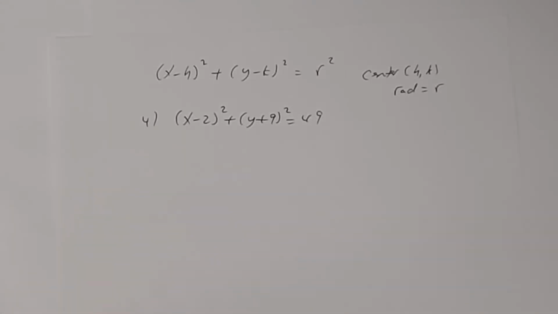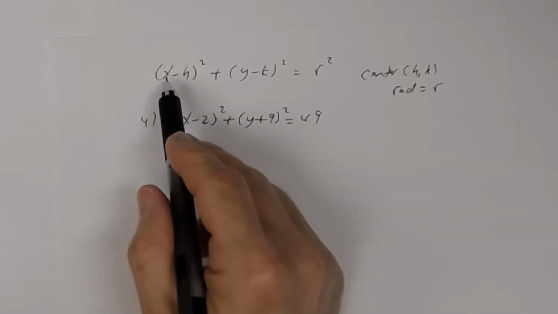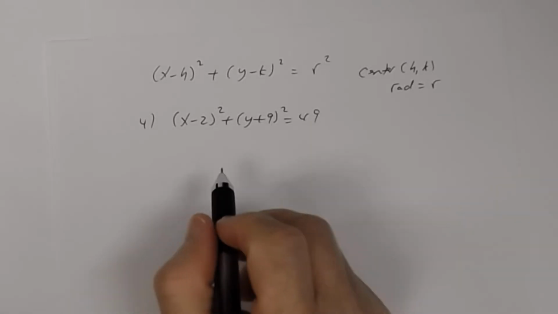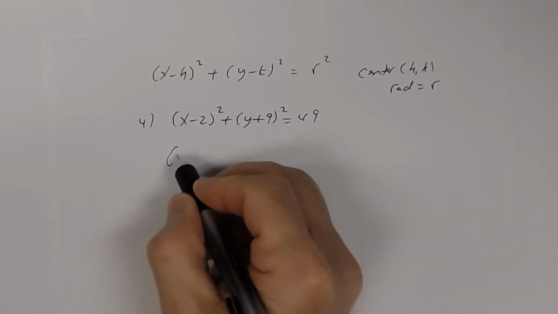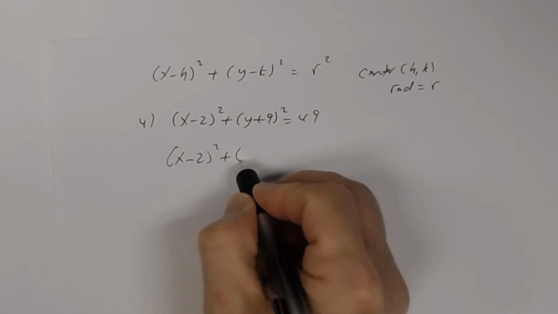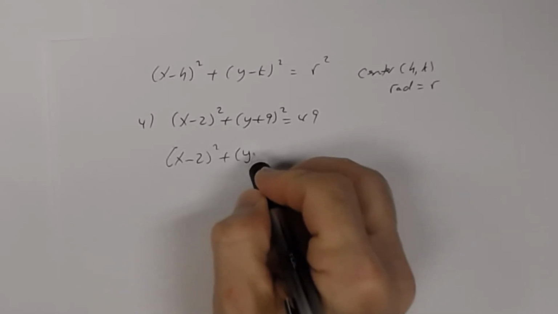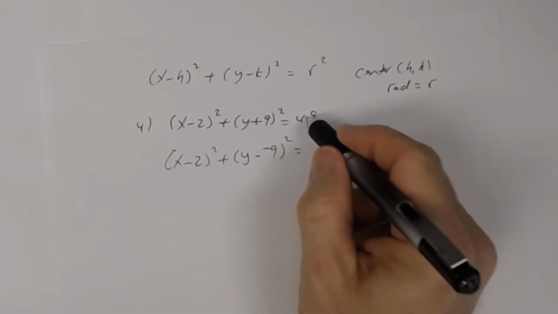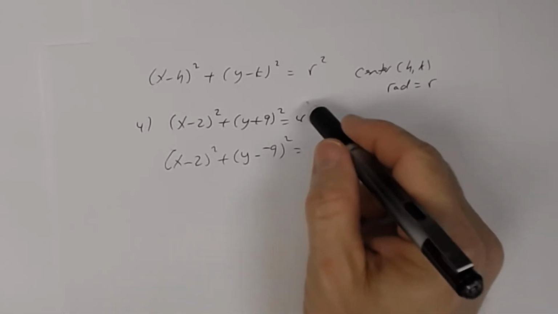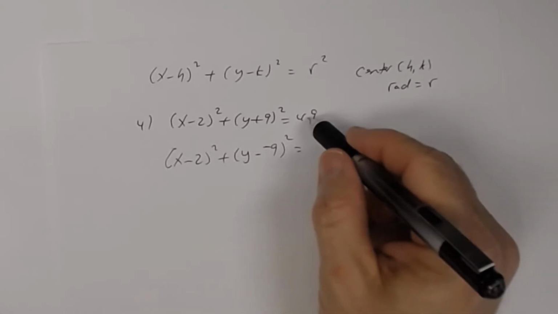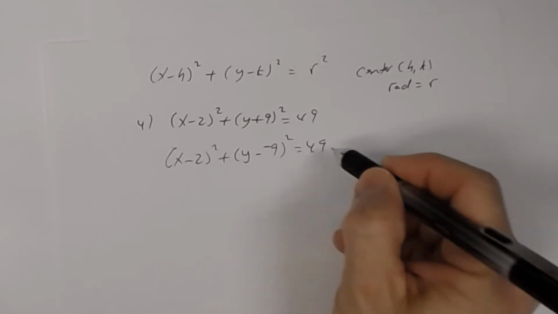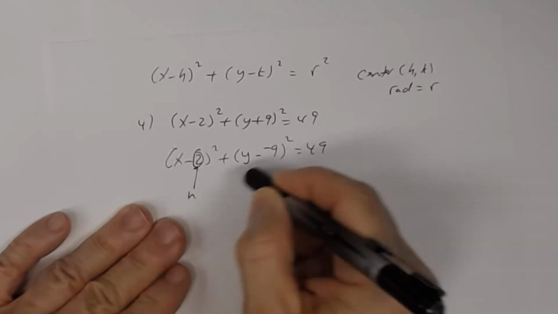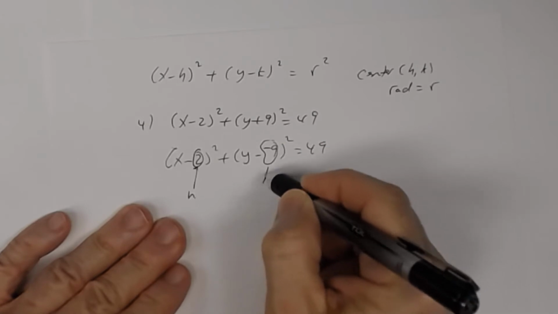All right, so in other words, rewrite it so that way it does say x minus, it does say y minus, and it does say r squared. So we're going to say this, x minus 2 squared plus y plus 9, which means y subtract a negative 9, squared, equal, and then what I would do here is I would just leave it as 49 for right now, and I'll show you what to do. So in other words, this is your h now, and this negative 9 is your k.